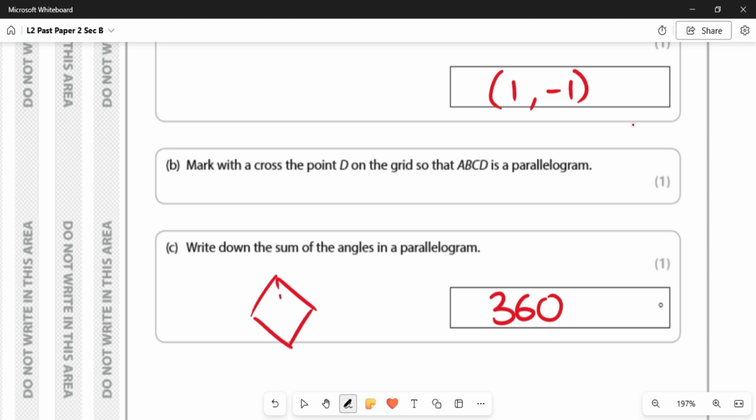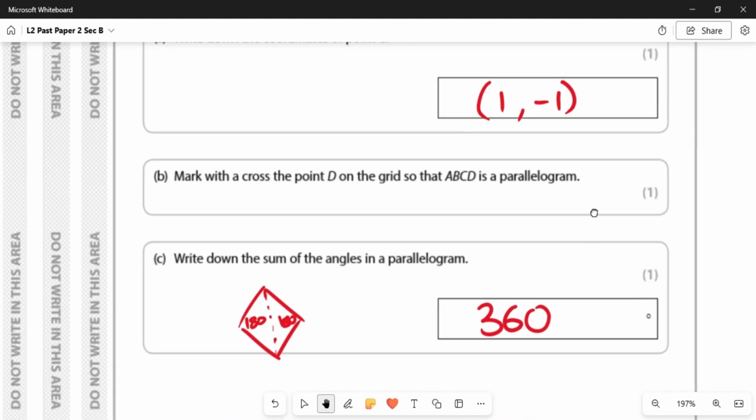For example, if you split that in half, you got two triangles. Each one has got 180 degrees in their angles. So altogether, 180 plus 180 is 360 degrees. 3 marks for that. Let's move on to the next question.